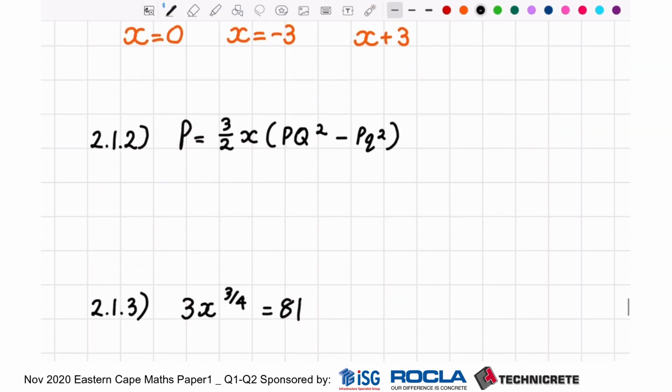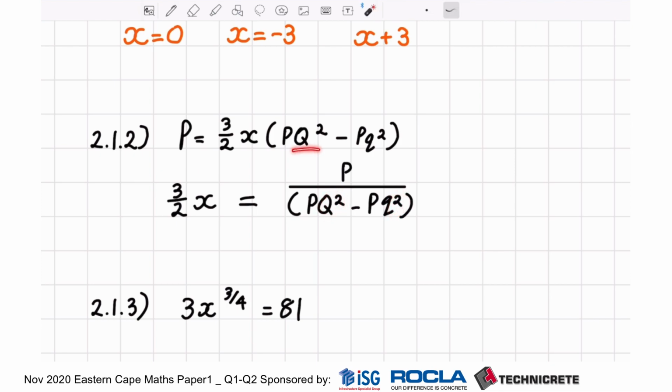Okay, so moving on to 2.1.2, I've got p equals 3 over 2x and a bracket inside. So the first thing that I want to do is isolate x and get it on its own. So what I can do is divide p by everything that's multiplying the x. I'm going to keep the 3 over 2 with the x for now. So I'm going to have p divided by this entire bracket. So I'll have 3 over 2x is equal to p divided by px squared minus pq squared. Notice that even though these are both q, this one is a big Q and this one's a little q, so I can't cancel them out. They're not the same thing.